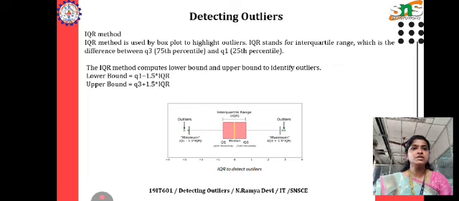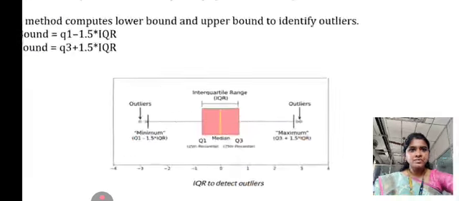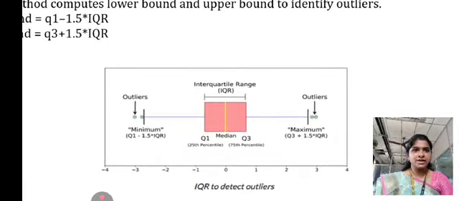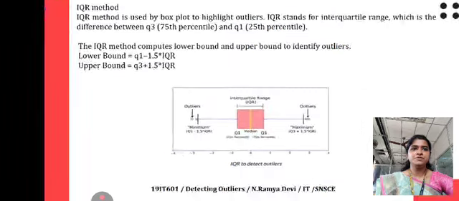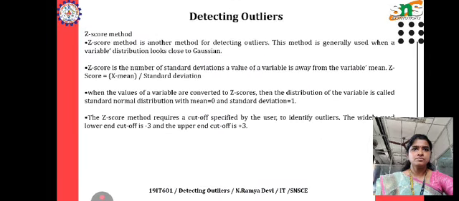The IQR is the interquartile range, which is the difference between the 75th percentile and the 25th percentile. Here the minimum is Q1, which is the 25th percentile, and the maximum is Q3, which is the 75th percentile, and the interquartile range or IQR is calculated as the difference between the 75th percentile and the 25th percentile.